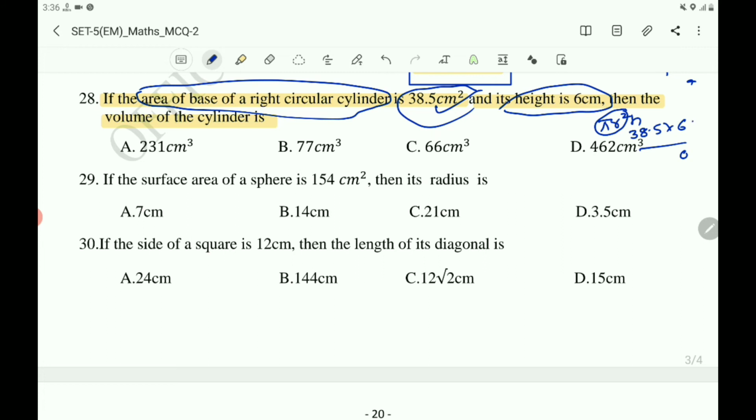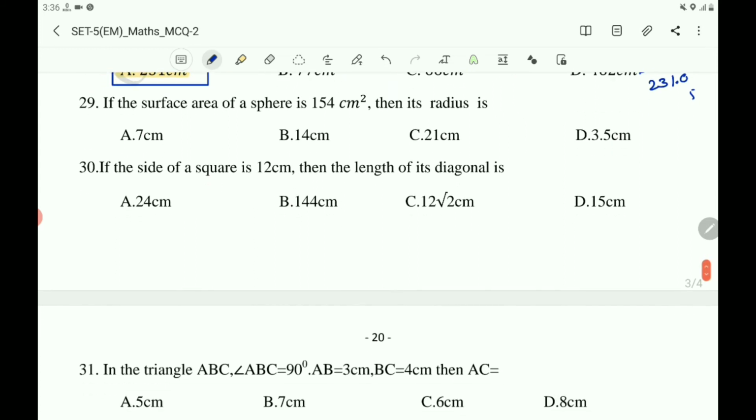6 fives are 30, and 6 eights are 48 plus 3, 51, and 6 threes are 18 plus 5, 23. So you got 231 cm cube. The volume of the cylinder is 231 cm cube. So which is the answer? Option A is the answer. Note down the answer, option A. Then you take question number 29.